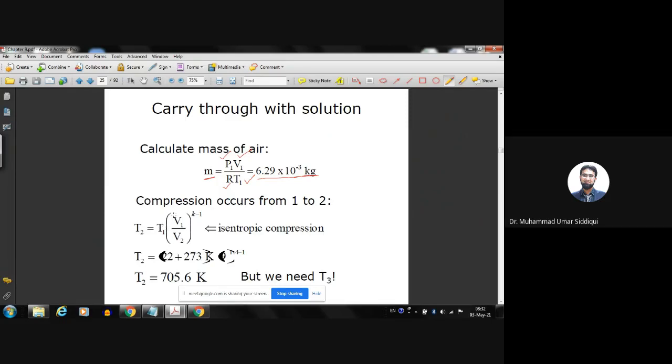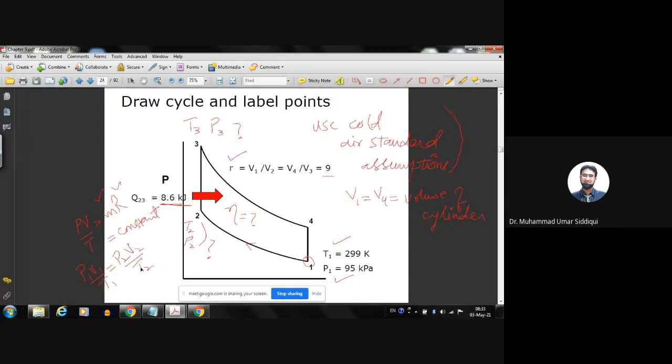We can determine what is the volume V2, but at the same time we know the compression ratio. So we know that V1 by V2 is 9, raised to the power k minus 1, where the k value is 1.4, multiplied by T1. T1 is already known, so we can determine T2. At this point, we have determined T2.